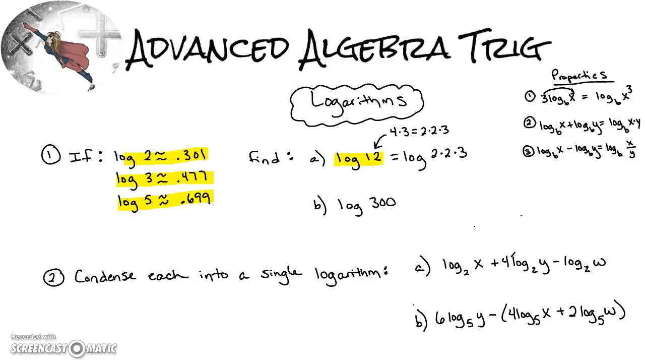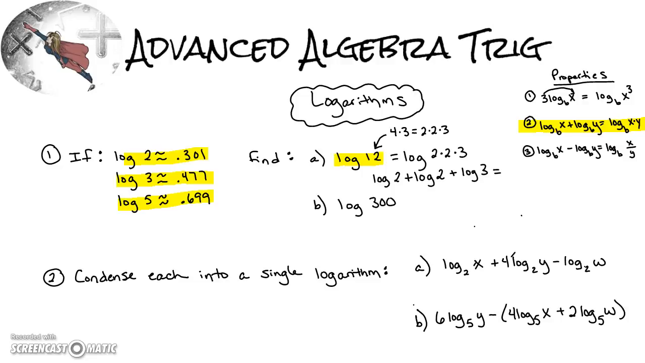And now I know from this property, number 2, that if you have multiplication, you can break it apart into separate logarithms using addition. So I can do log of 2 plus the log of 2 plus the log of 3. And so if I take the decimals that they gave me over here and just add them up, I can get the solution to this.